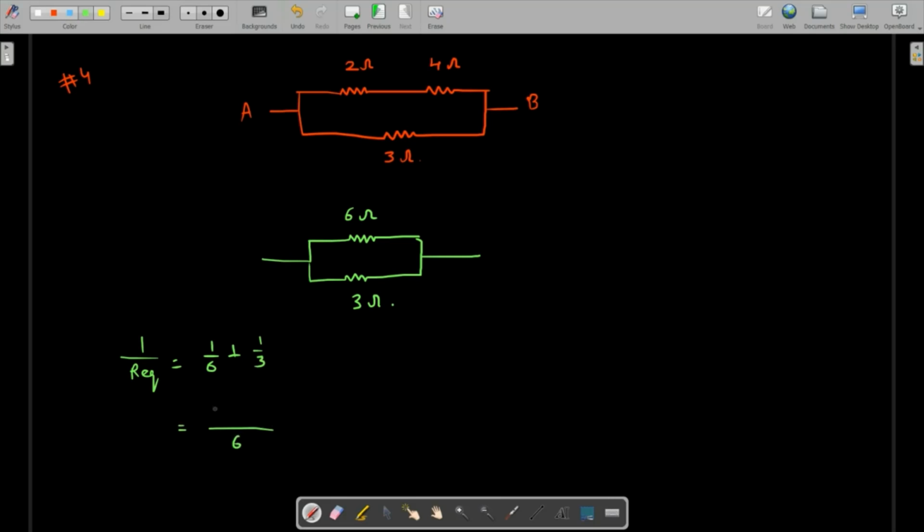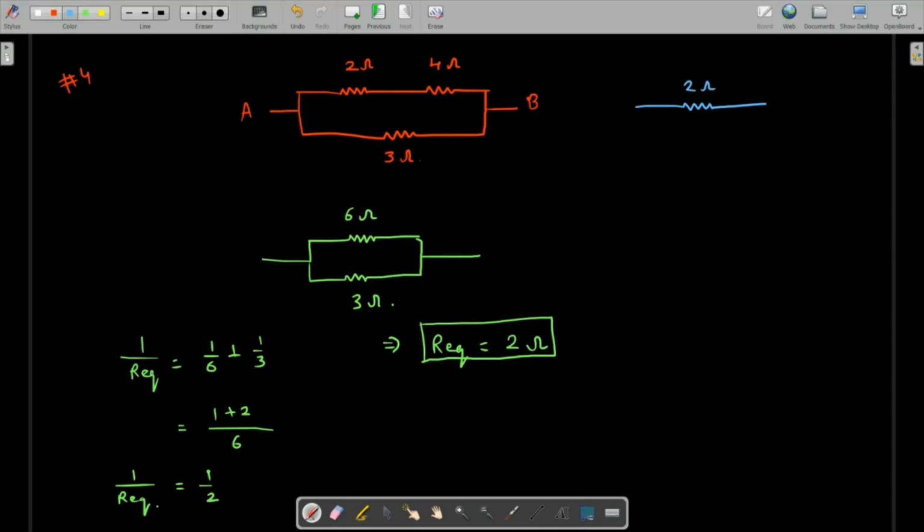That's going to be equal to, over 6, we have 1 plus 2. So it's nothing but 3 over 6, which is 1 over 2. But mind it, 1 over 2 is not the answer. This is 1 over R equivalent, which means that if we take the reciprocal of both sides, R equivalent comes out as 2 ohms. It means that between A and B, we can replace that complete arrangement by a single resistance of the value 2 ohms.